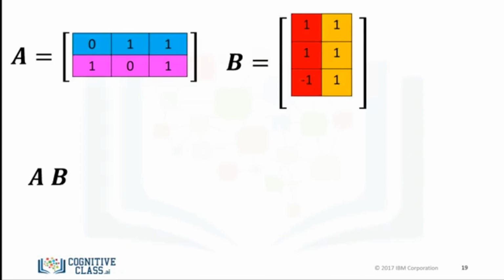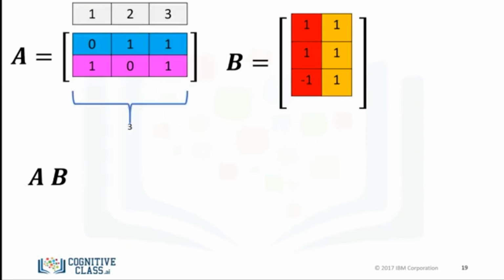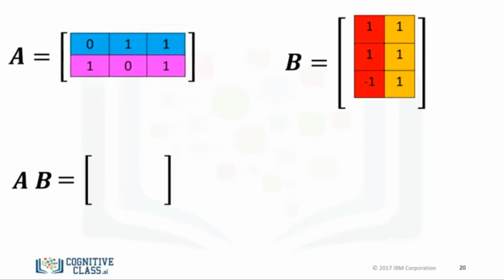In linear algebra, before we multiply matrix A by matrix B, we must make sure that the number of columns in matrix A, in this case 3, is equal to the number of rows in matrix B, in this case 3. For matrix multiplication, to obtain the ith row and jth column of the new matrix, we take the dot product of the ith row of A with the jth column of B.